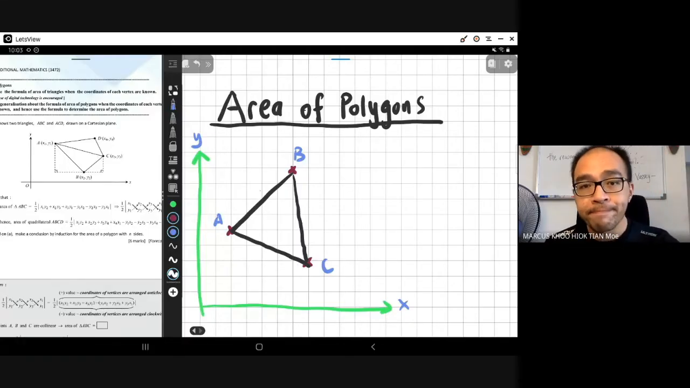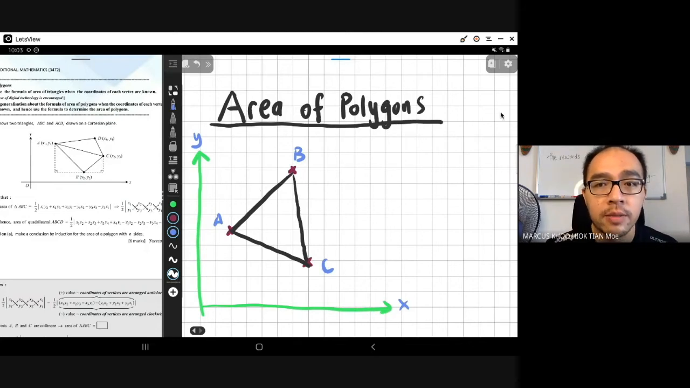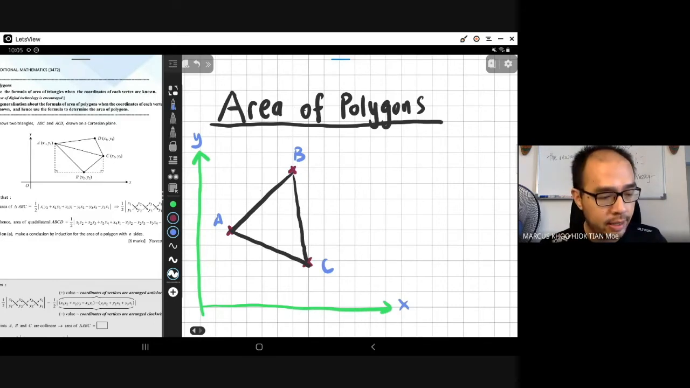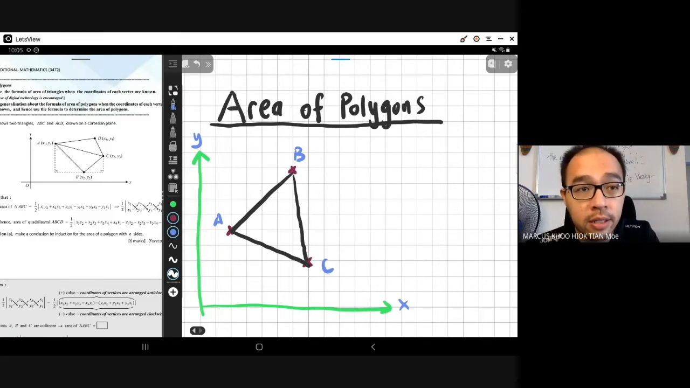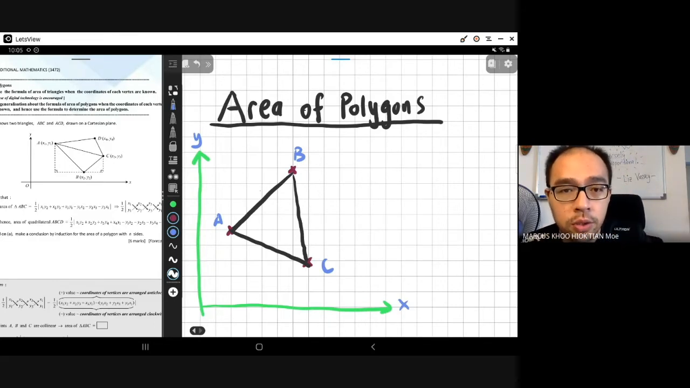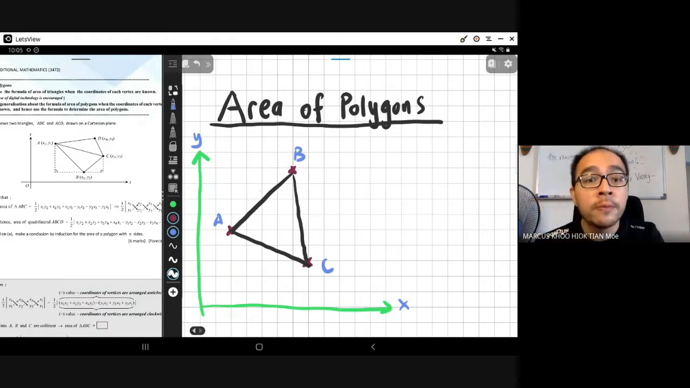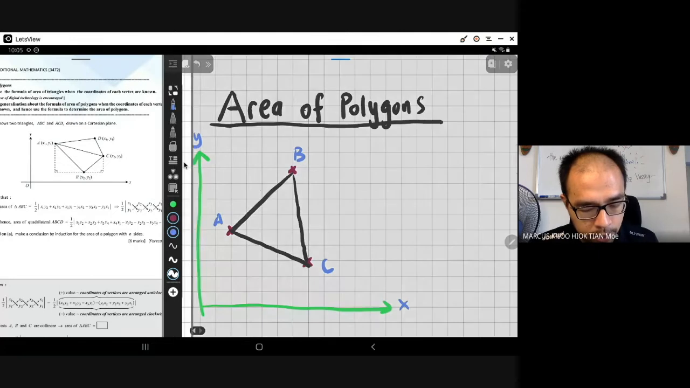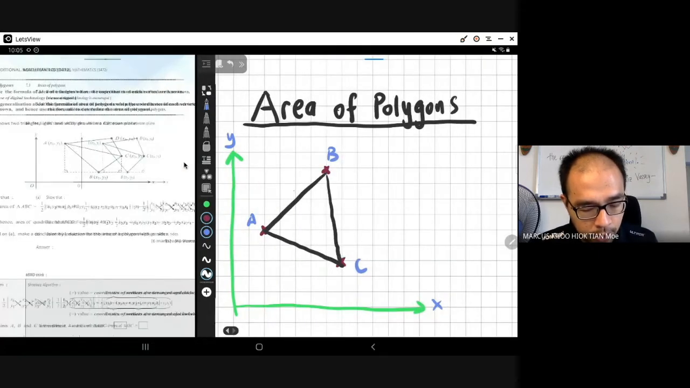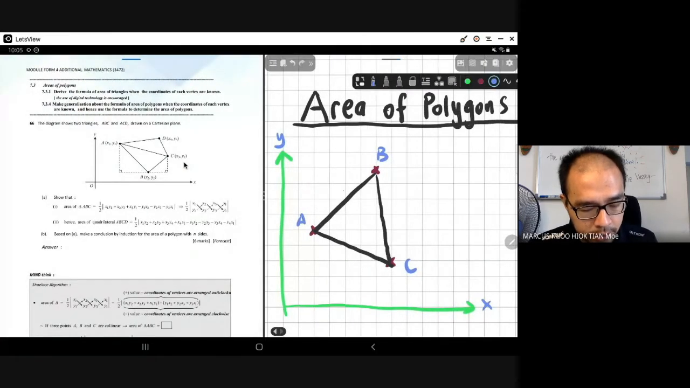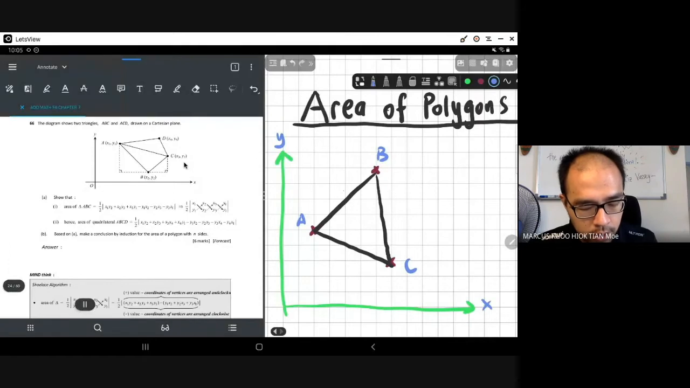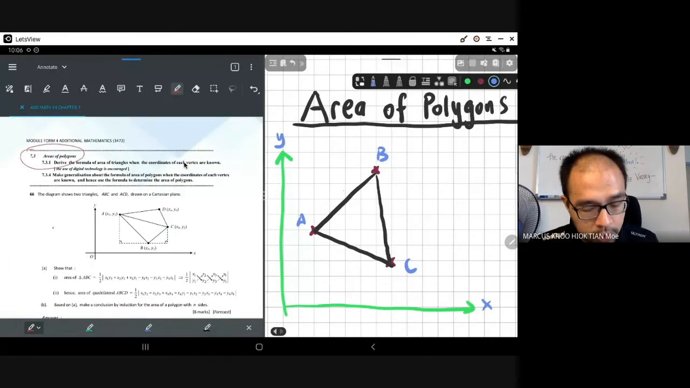So this week, since we only have 2 classes because tomorrow is a holiday, I thought that I want to cover this subtopic, which is areas of polygons. If you have your module with you, it will be a good idea for you to open to this page. You can see this page over here. All right, areas of polygons.